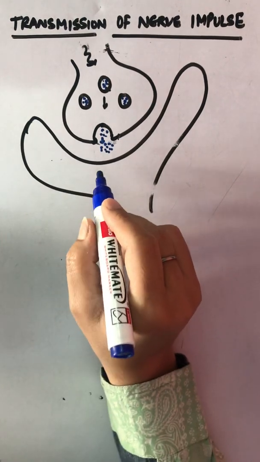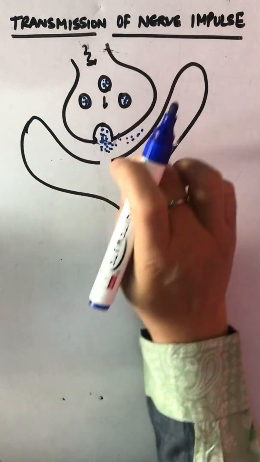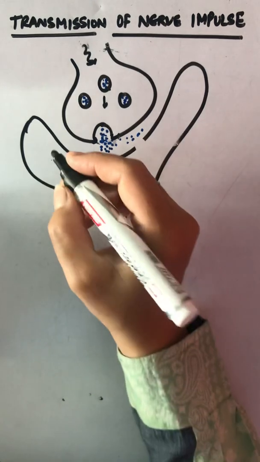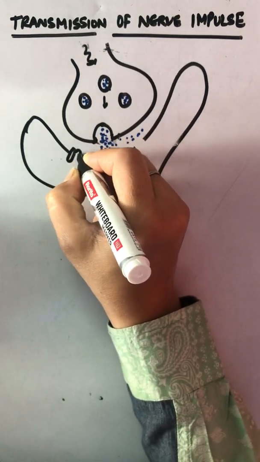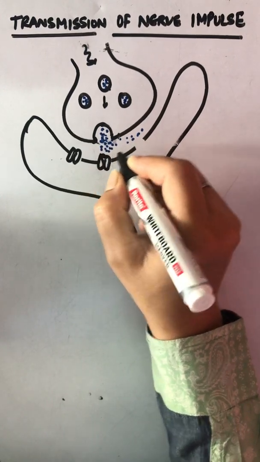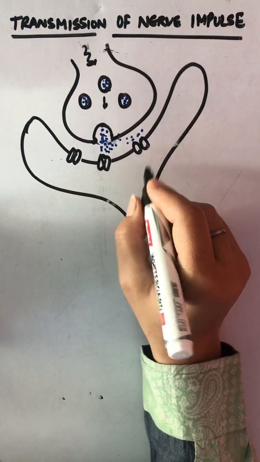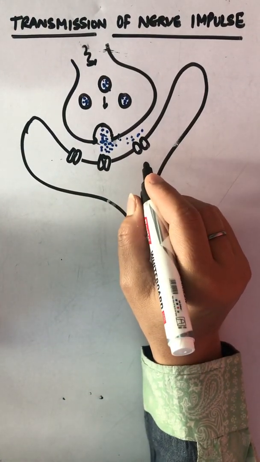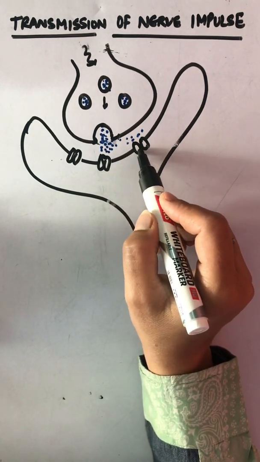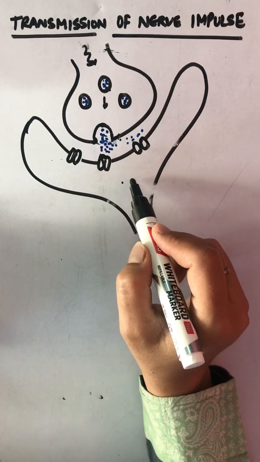From here, these diffuse in the entire cleft and bind to the specific receptors. Where are these receptors located? These receptors are present on the postsynaptic membrane, the dendritic tip. These receptors pick up the neurotransmitters, and the binding stimulates the opening of the ion channels, and a new action potential is generated in the postsynaptic neuron.